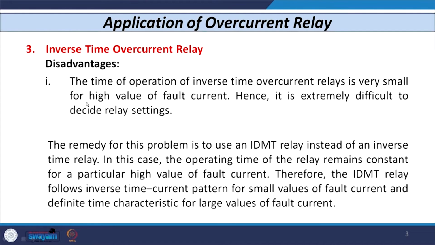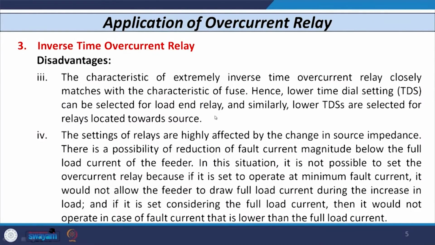As I told you earlier, this relay has 2 types of setting, one is the plug setting and the other is the time dial setting. The remedy for this problem is to use the inverse definite minimum time delay relay instead of the inverse time overcurrent relay. This IDMT relay is a combination of the inverse time overcurrent relay and the definite minimum time delay relay. For low magnitudes of fault current, the relay acts as an inverse time overcurrent relay, so the time of operation is inversely proportional to the magnitude of fault current, and for very high magnitudes of fault current, the relay acts as a definite minimum time delay relay. So this is how the IDMT relay works.